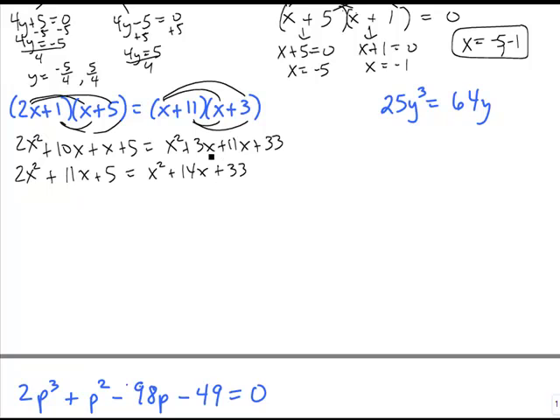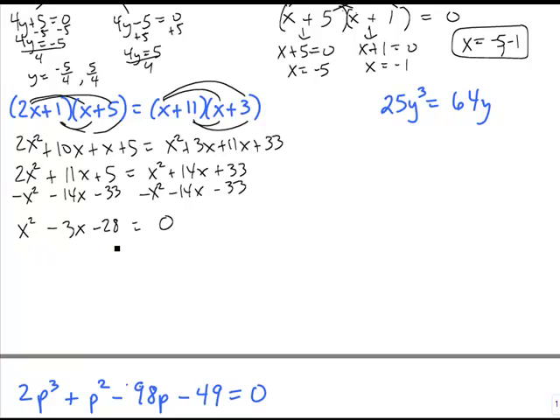And now we're ready to get a 0, so I'm going to subtract all the terms on the right side over to the left side. And that will give me a positive leading term, which is always nice when you're trying to factor. And we'll have our 0 on the right-hand side. So 2x squared minus x squared is x squared. 11 minus 14x is negative 3x. And 5 minus 33 is negative 28.